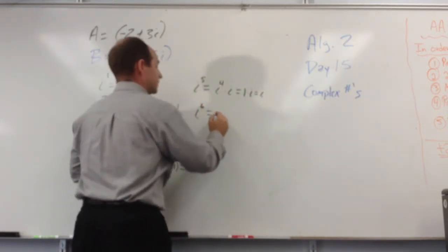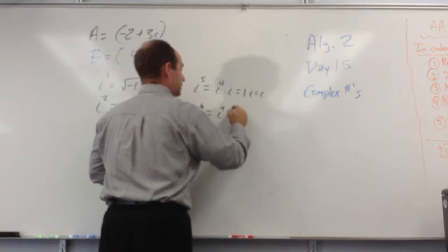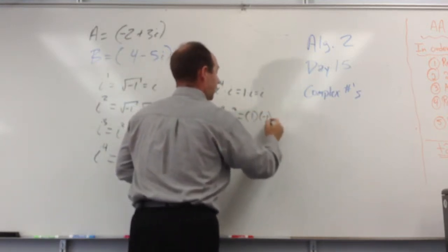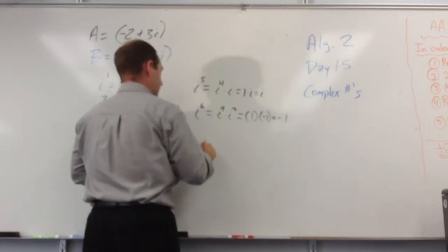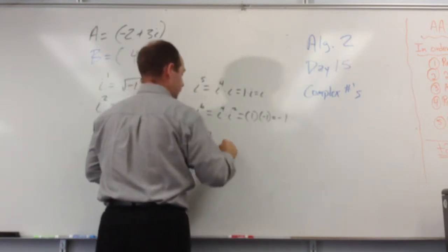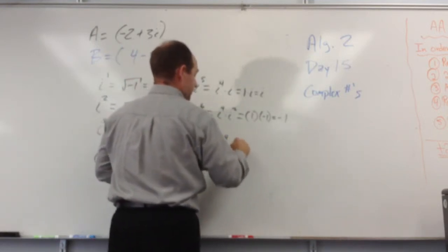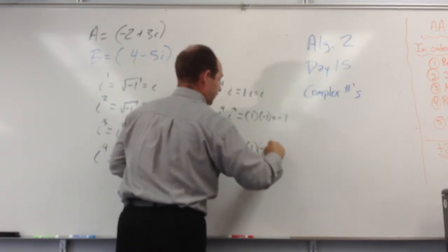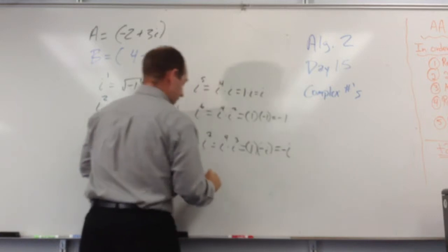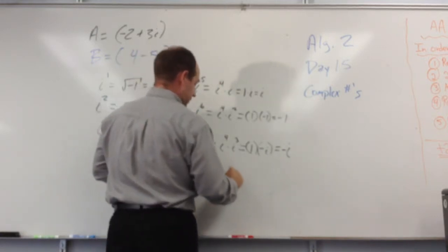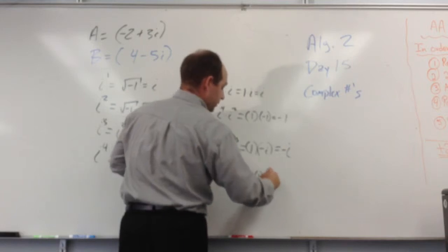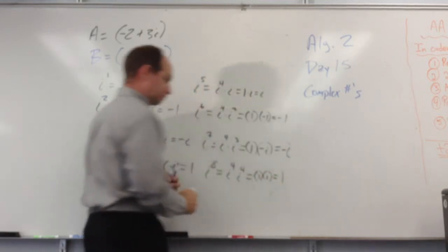i to the sixth is i to the fourth times i squared. i to the fourth we know is 1. i squared we know is negative 1. i to the seventh. i to the fourth times i to the third. 1 times the opposite of i is the opposite of i. And then i to the eighth. i to the fourth times i to the fourth. 1 times 1 equals 1.